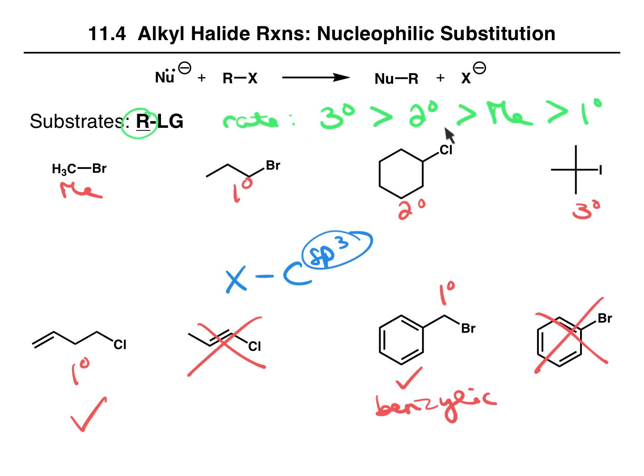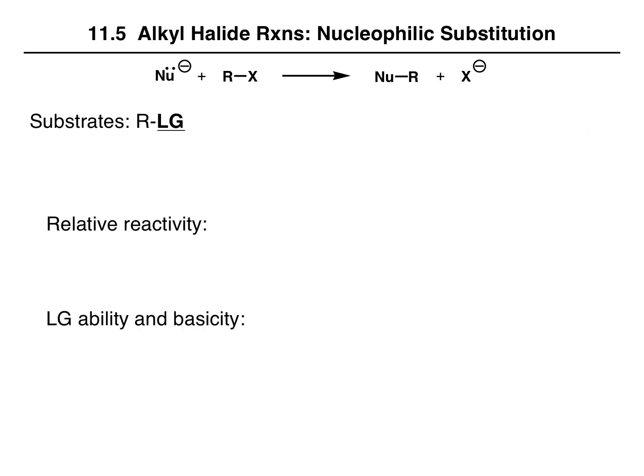This is an unusual trend, but when we talked about conversion of an alcohol to an alkyl halide, we saw that that reaction can happen through two different mechanisms. Well, if these alkyl halides underwent different mechanisms, that would be a possible explanation for why we see this unusual trend in reactivity. Next, let's think about the leaving group portion of the substrate.